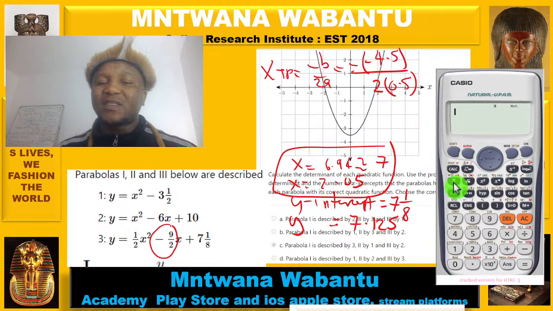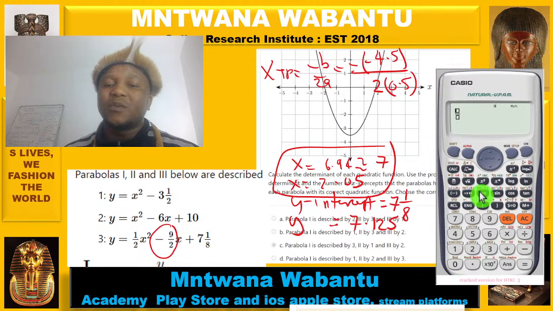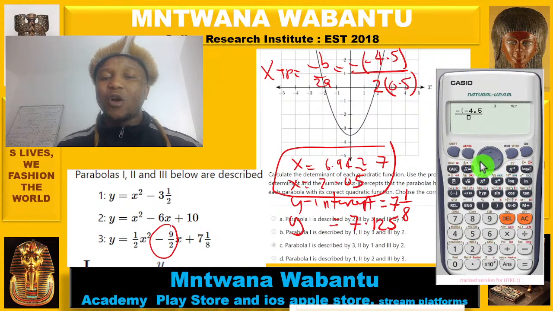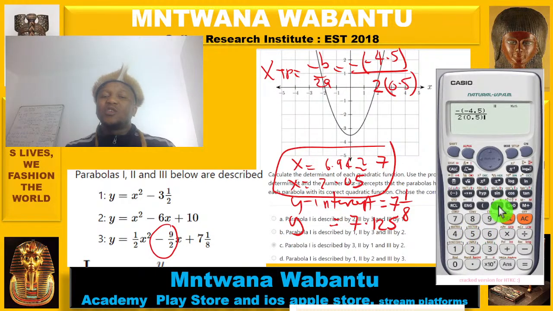So then let's press here, fraction. And then we say negative B. What is B? Our B is equal to negative 9/2. Negative 9/2 means negative 4.5. So I'm going to say negative 4.5. Close the bracket. Oh, I'm sorry, I forgot to close my bracket. Go to the bottom, and then 2A. This is going to be 2 times A. What is the value of A? A is equal to a half. A half means 0.5. Close the bracket. So then after that, just say equal.